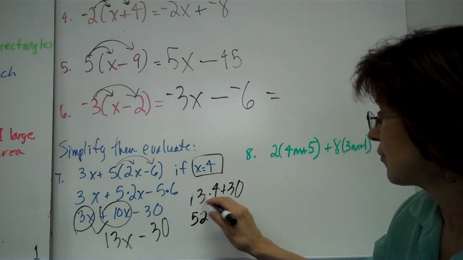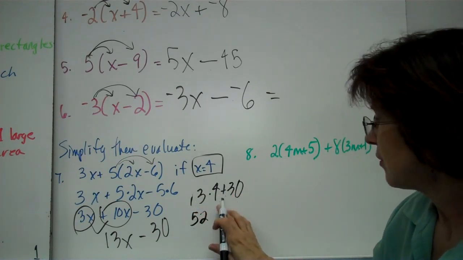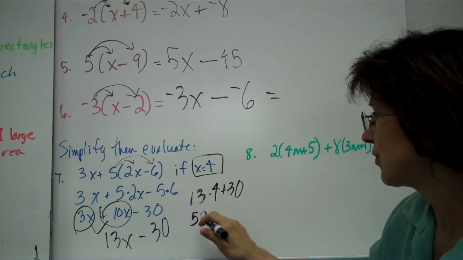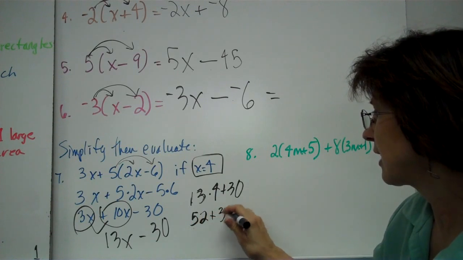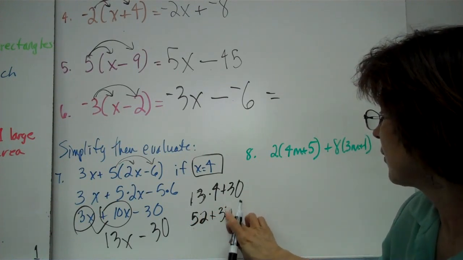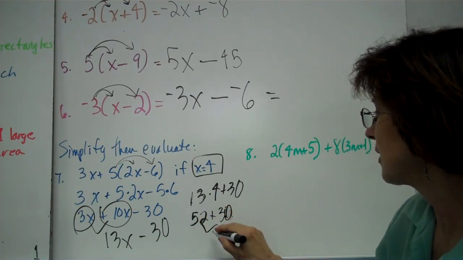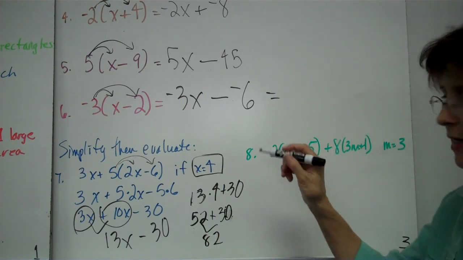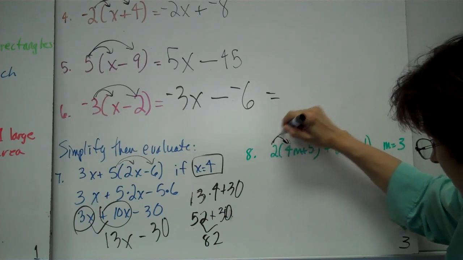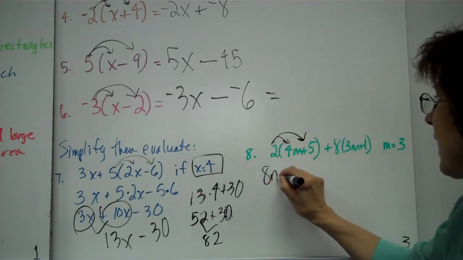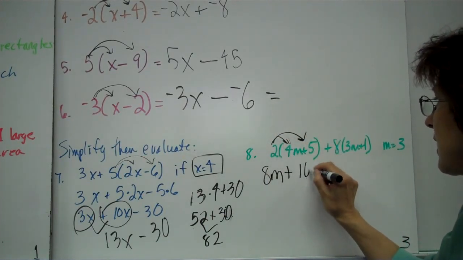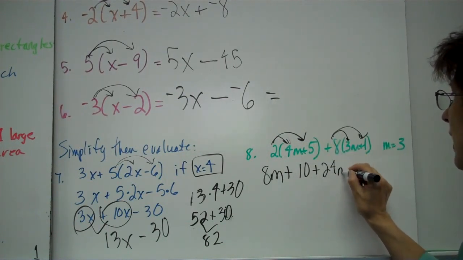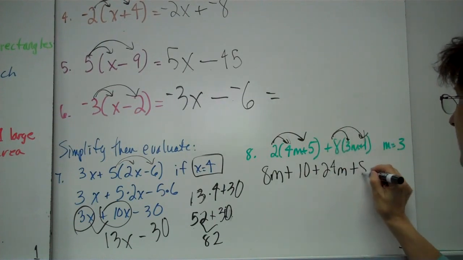Okay, so 13 times 4 is going to be 52. Think about a deck of cards. There's 13 cards for each suit. There's 4 suits, okay? And there's 52 cards in a deck if you guys play cards. Okay, plus 30. Okay, so 52 plus 30 is 82. Okay? This one's the same kind of thing. Again, I draw my arrows. Okay, 4 times 2 is 8m plus 2 times 5 is 10 plus 8 times 3. 8 times 3 is 24m plus 8 times 1 is 8.